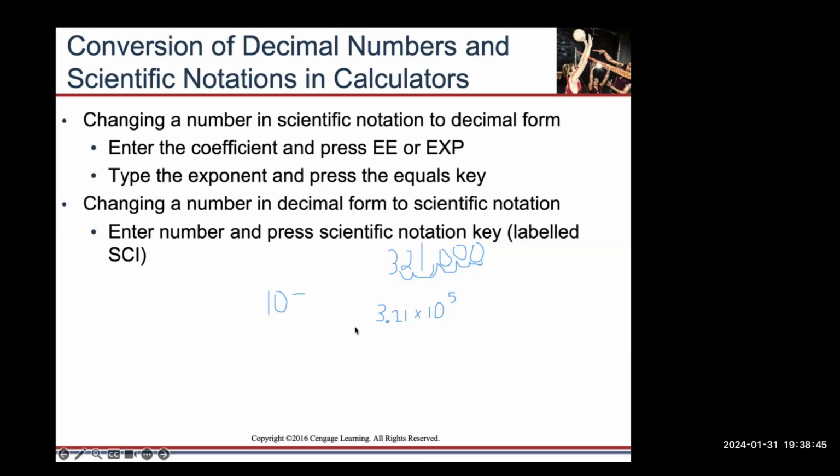Okay, now the way that we would enter this in our calculator is we would write 3.21, and then we use the EE button, or the EXP button, and then we put 5. And so that will give us the same value as this decimal form.